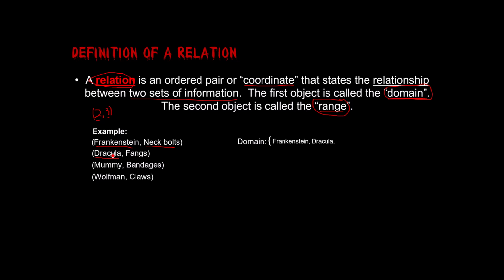Dracula is a first item. The mummy is a first item. And the Wolfman is a first item. And so I collect those and put them in braces, and I would just call them collectively the domain. That's the whole set of first values. Notice, by the way, I am using braces.